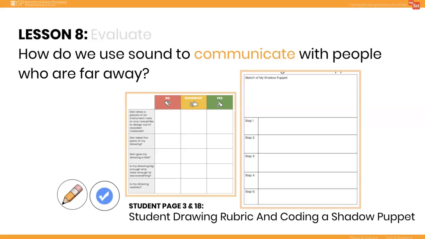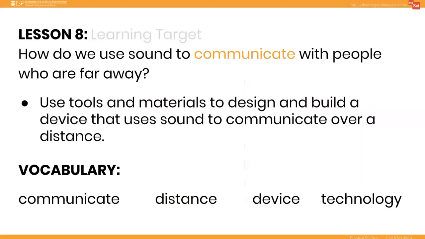Students should then explain to a partner how this device allowed them to communicate with each other. They should highlight that the sound waves traveled through vibrations in the string. By the end of this lesson, students will be able to answer the question, how do we use sound to communicate with people who are far away? By building their device with the 2 cups and the string, they've used materials to design and build a device that uses sound to communicate over a distance. They've also practiced this when thinking about how humans communicate and code a computer.